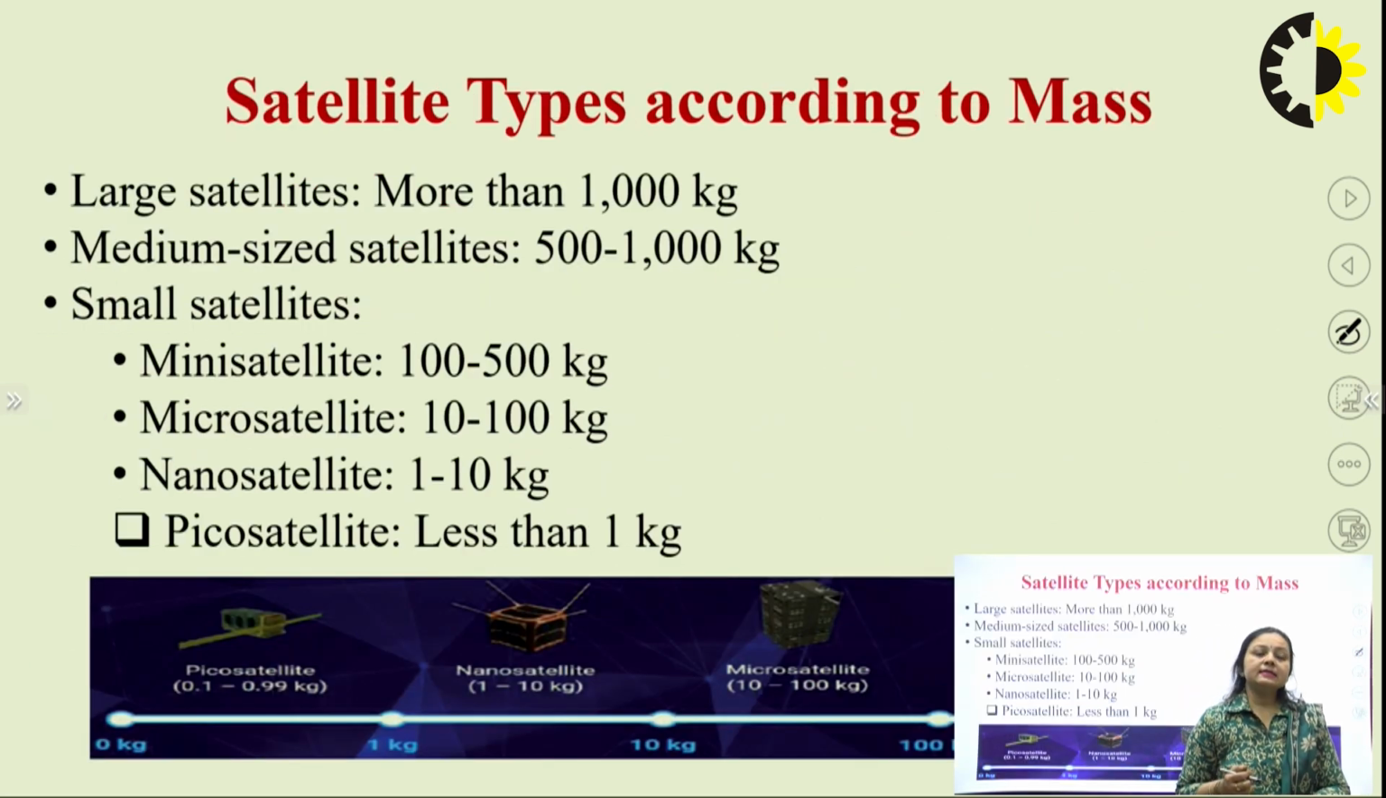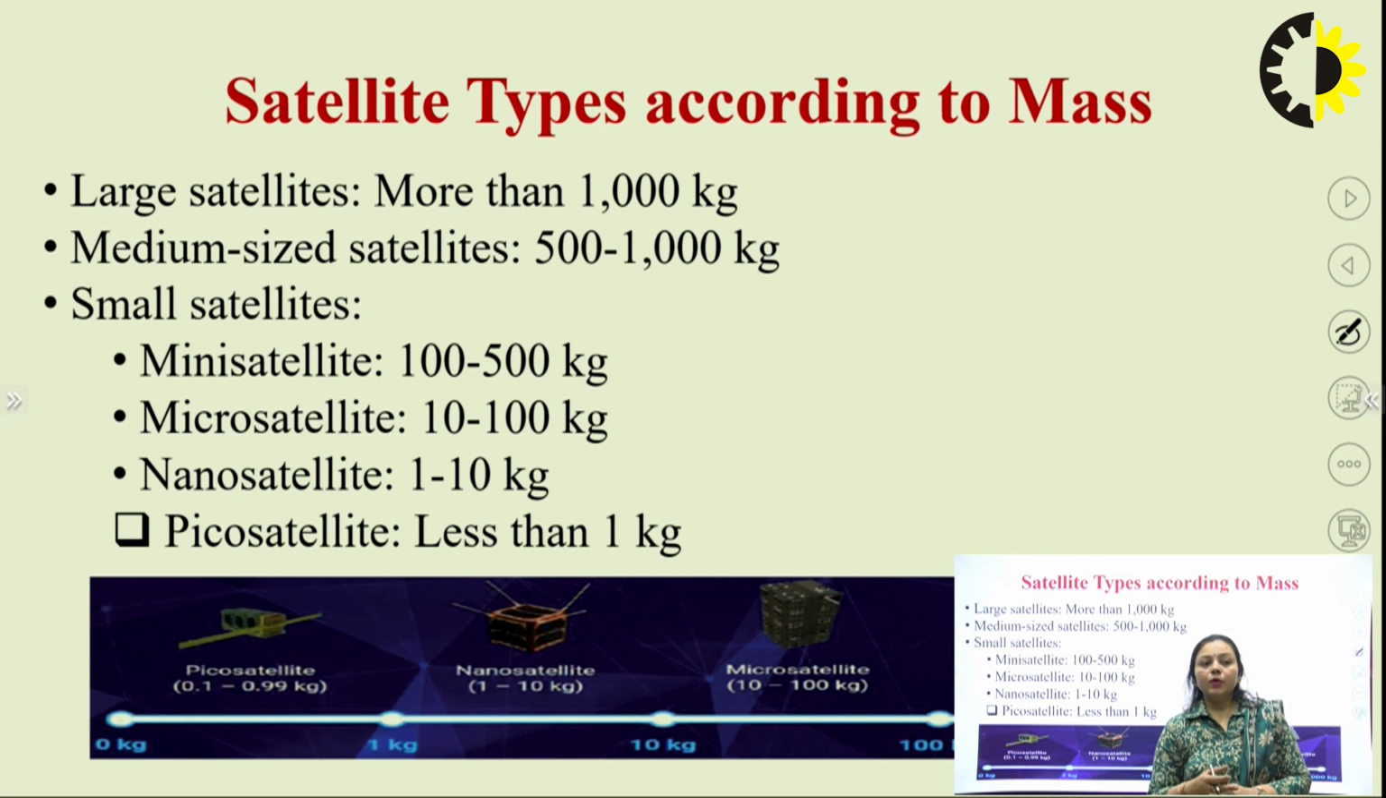Now the next is how we can classify satellites according to mass. We can classify satellites according to their weight. In the case of Aryabhatta, we have seen that it is around a 300 kg satellite. So we can classify satellites according to their size. If they are very huge satellites, we say they are very large satellites. If the weight is slightly less, these are medium sized satellites, and if they are lightweight, then we call them small satellites.